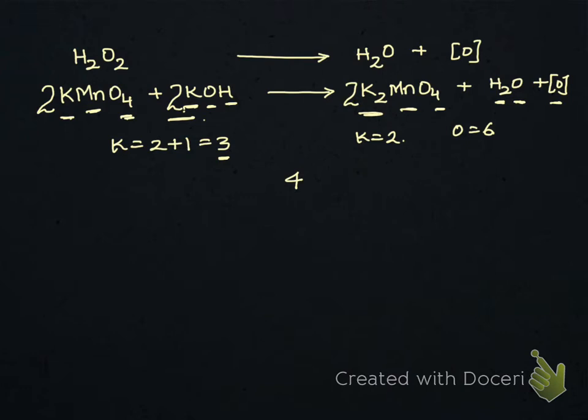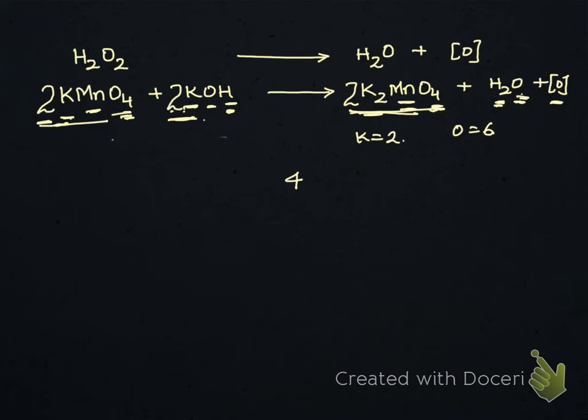So let's see if they are balanced. You've got 2 potassium plus 2 potassium, 4 potassium, 2 manganese, 2 manganese. So 4 potassium and 2 manganese. Okay. Then oxygen, 4 times 2 is 8, 8 plus 2 is 10. Whereas for oxygen it is 4 times 2 is 8, 9 and 10. Hydrogen is 2, hydrogen is 2. So you see, all the elements are correctly balanced over here.